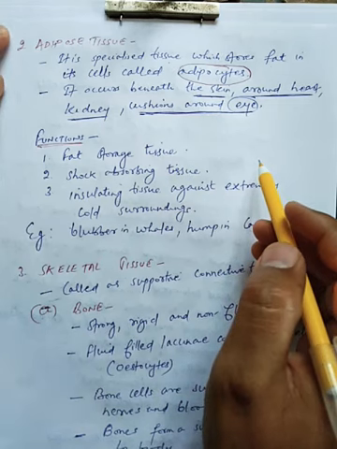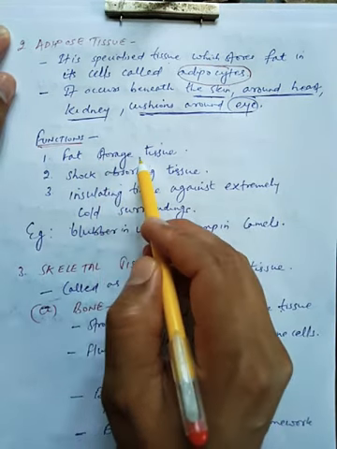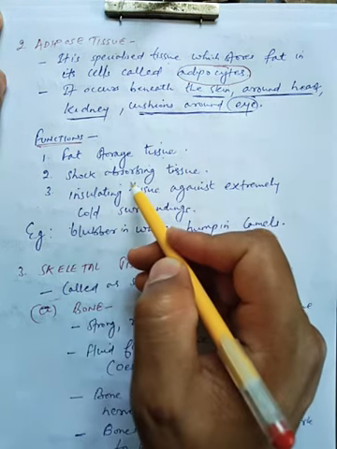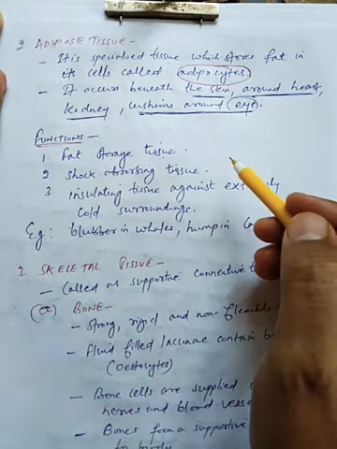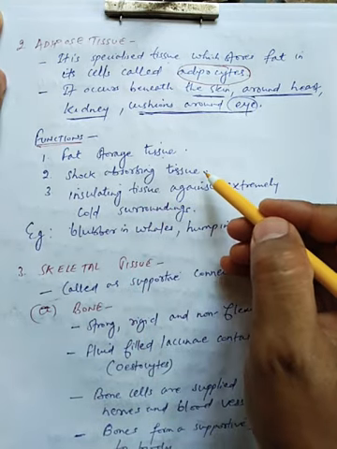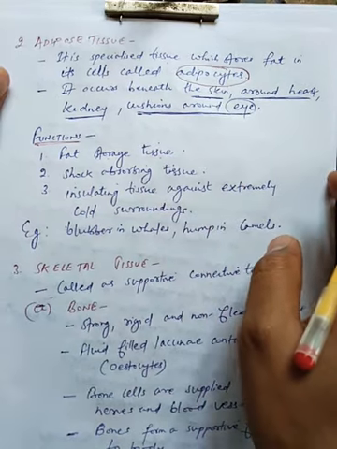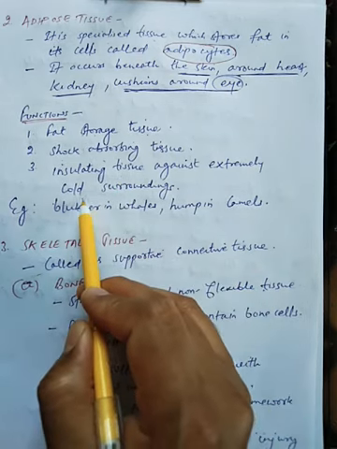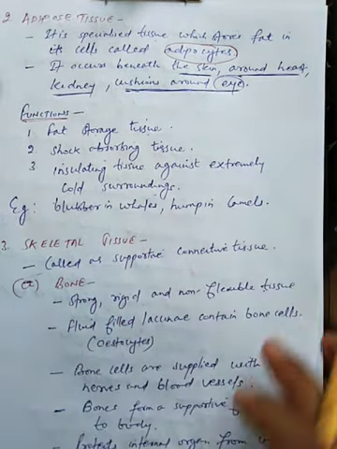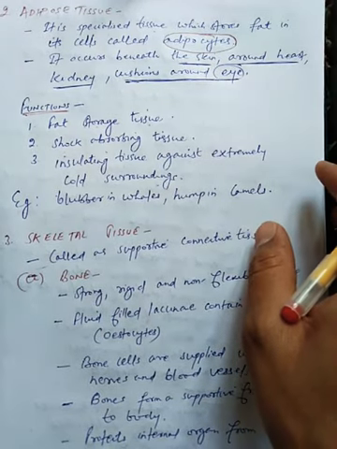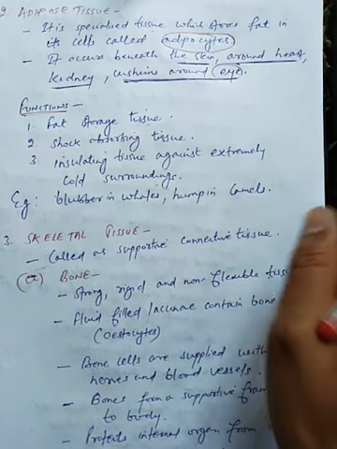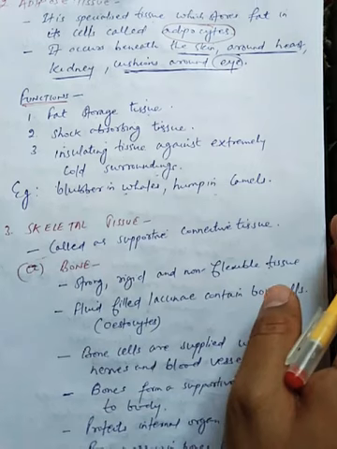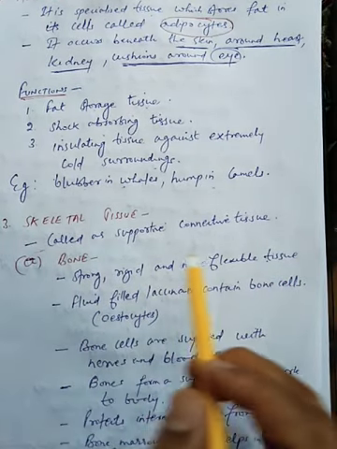Now see, what are its functions? It is also known as fat storage tissue because it stores fat. It helps in absorption of shocks. It is an insulating tissue against extremely cold surroundings, so it acts as an insulating sheath. Example, you can see blubber in whales and hump in camels. They store fat. Third type is skeletal tissue.